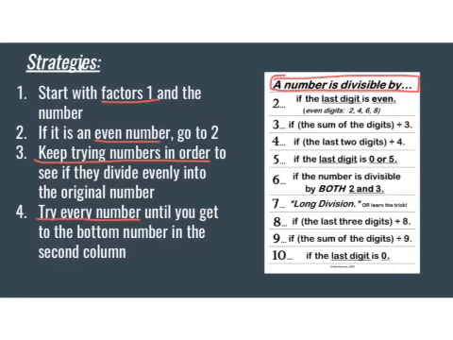So it'll be divided by 2 if the number is even, divided by 3 if the sum of the digits can be divided by 3, divided by 4 if the last 2 digits can be divided by 4, divided by 5 if the last digit is a 0 or 5, divided by 6 if the number is divisible by both 2 and 3, divided by 7, you're going to use long division, divided by 8 if the last 3 digits can be divided by 8, divided by 9 if the sum of the digits can be divided by 9, and divided by 10 if the last digit is 0.